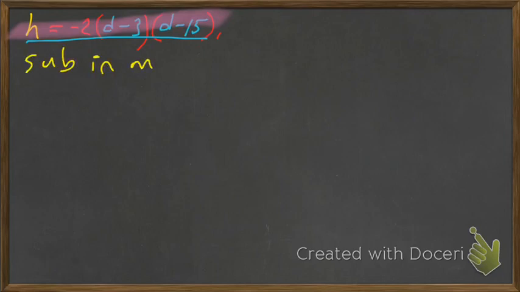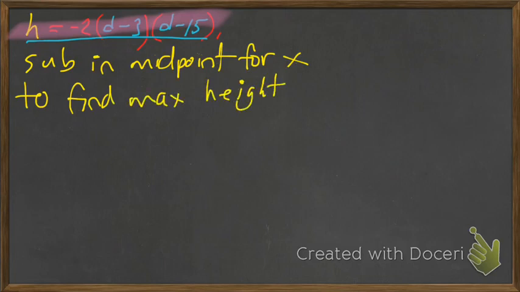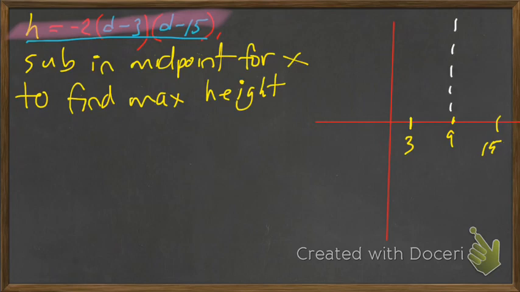Sub in midpoint for x to find max height. And remember, that's because our parabola has zeros at 3 and 15, and the midpoint of our parabola is at 9, meaning our graph's going to look something like that. So h is equal to negative 2, bracket 9 subtract 3 multiplied by 9 subtract 15.